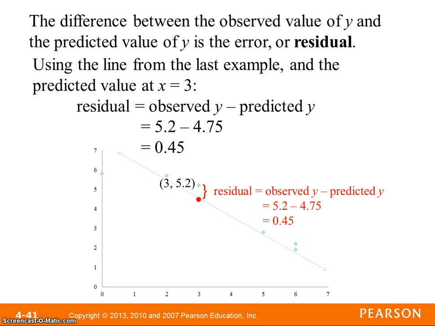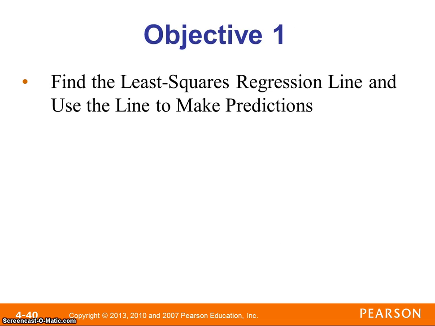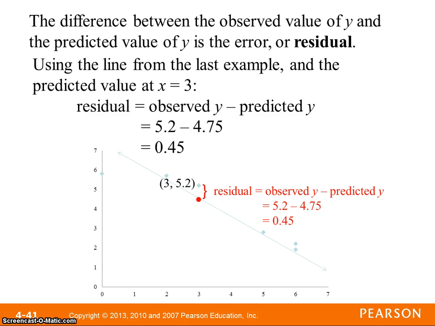One thing I should mention too is that the difference between the observed value of y and the predicted value of y based on the equation is called the residual. We saw in the last example that 3 was assigned a height of 4.75 by the equation, but you can see that 3 was actually assigned a height of 5.2. So this distance between the point on the line and the actual data point itself is called a residual.